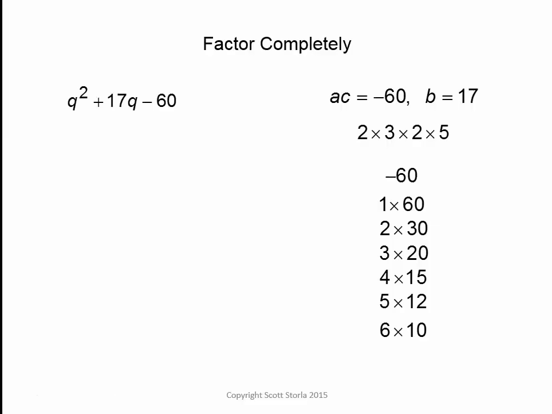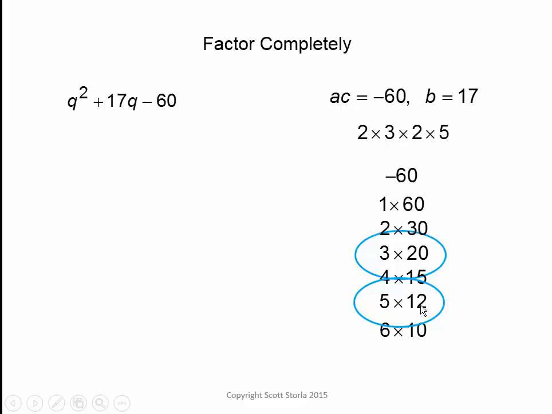Now I need to find a factor pair that might add to 17. But notice in this case we have two of them. 3 and 20 could add to 17 if the 3 was negative and the 20 was positive. 5 and 12 could also add to 17 if they were both positive. So now I have to decide which pair is the right one. Notice that for this to be the right pair, both the 5 and the 12 would have to be positive.